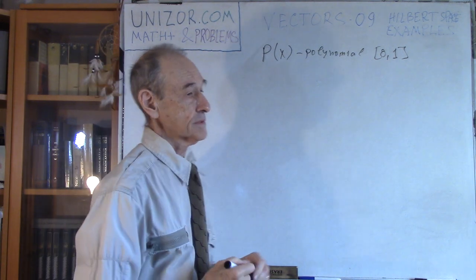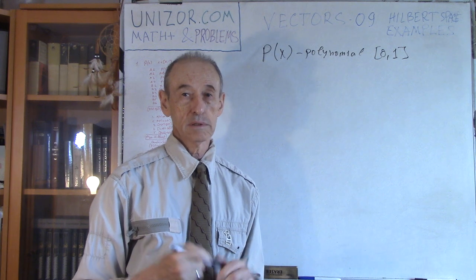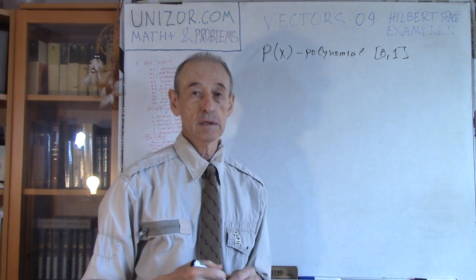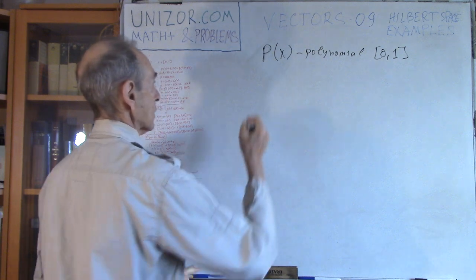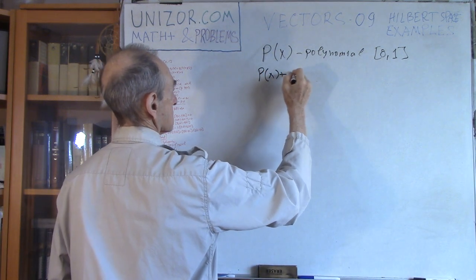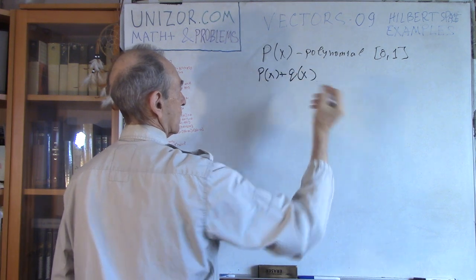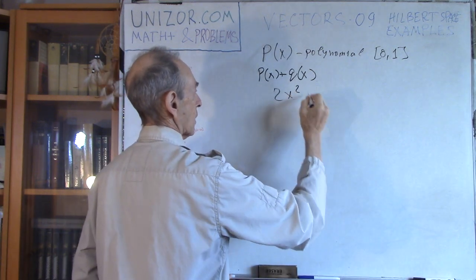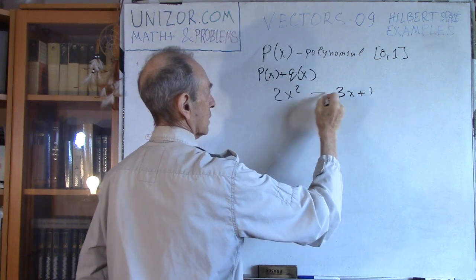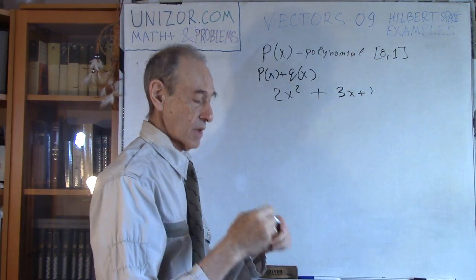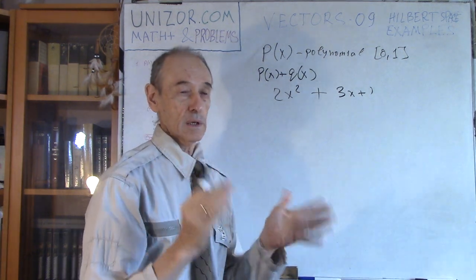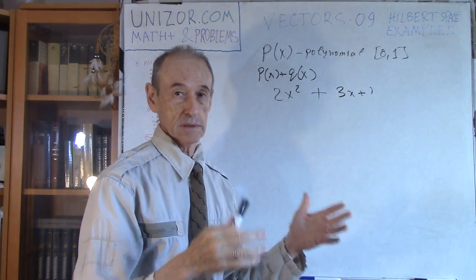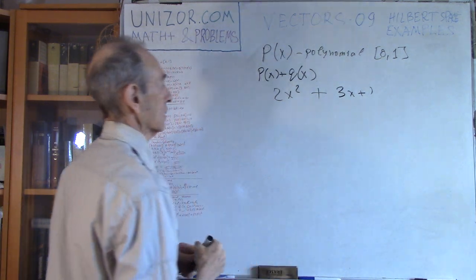First of all, is there an operation of addition among different elements of this particular set? Well, yes, any two elements can be added together, P of X plus Q of X. That will be just another polynomial, right? If you add 2x squared and 3x plus 1 together, it will be just another polynomial. So the set of all polynomials has an operation of addition, and it does not really go outside of this set.